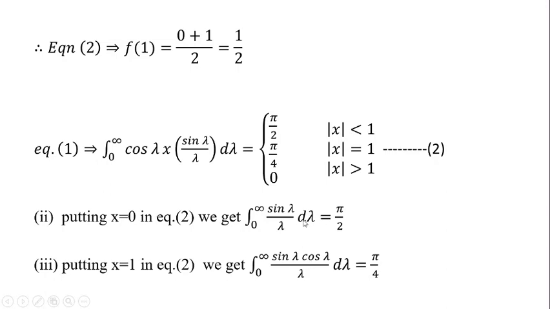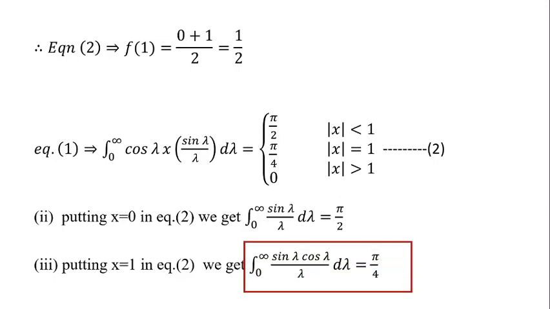Again, I want cos lambda, whereas here it is cos lambda x. So when is this possible? If I take x as 1. So put x is equal to 1 in equation 1. Now x is equal to 1 falls in which range? It falls in this range, mod of x is equal to 1. Right, mod of x is equal to 1 means x takes the value plus minus 1. Okay, so what is the value of the function? It is nothing but pi by 4. So pi by 4. In this way, we have obtained all the integrals. I hope this problem is clear to you all.